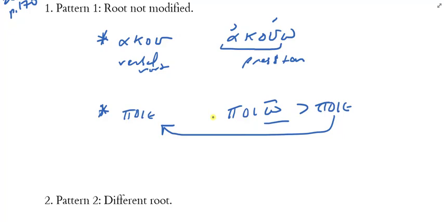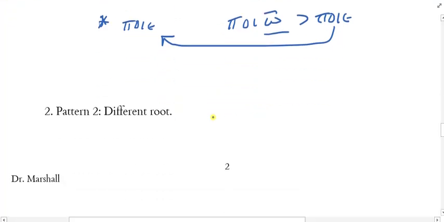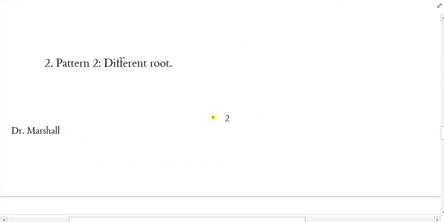Okay. All right. Number 2. This is where it gets really hairy. My number 2 is also Mounce's pattern number 2. Here's where the present tense gets its present stem from a different root than the root we know about. Okay? Let's take a look at some examples here.